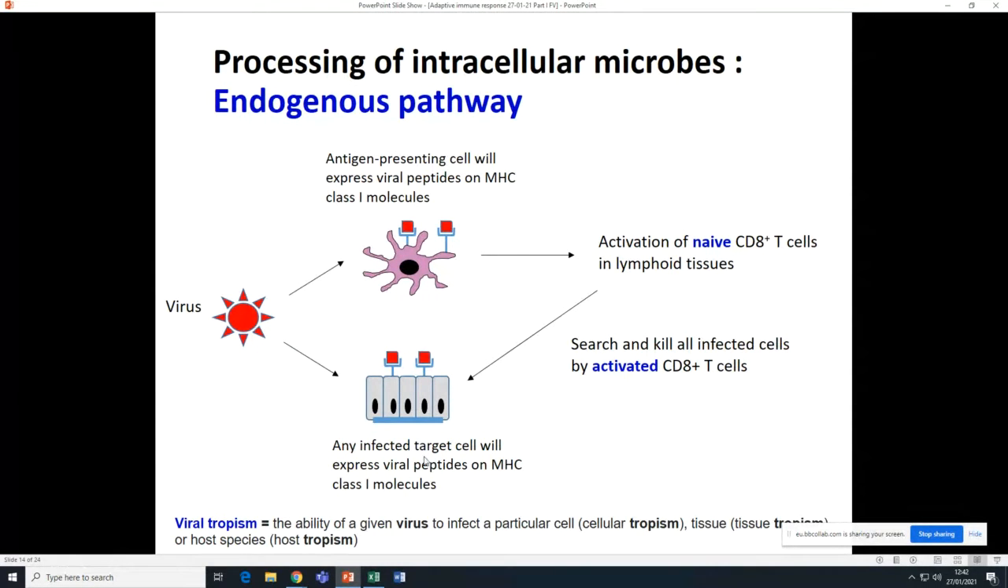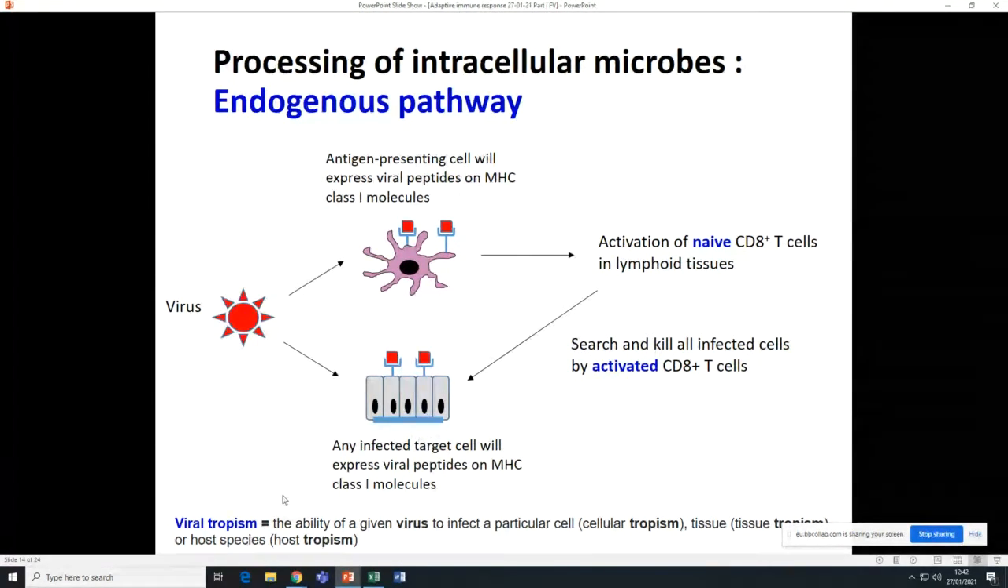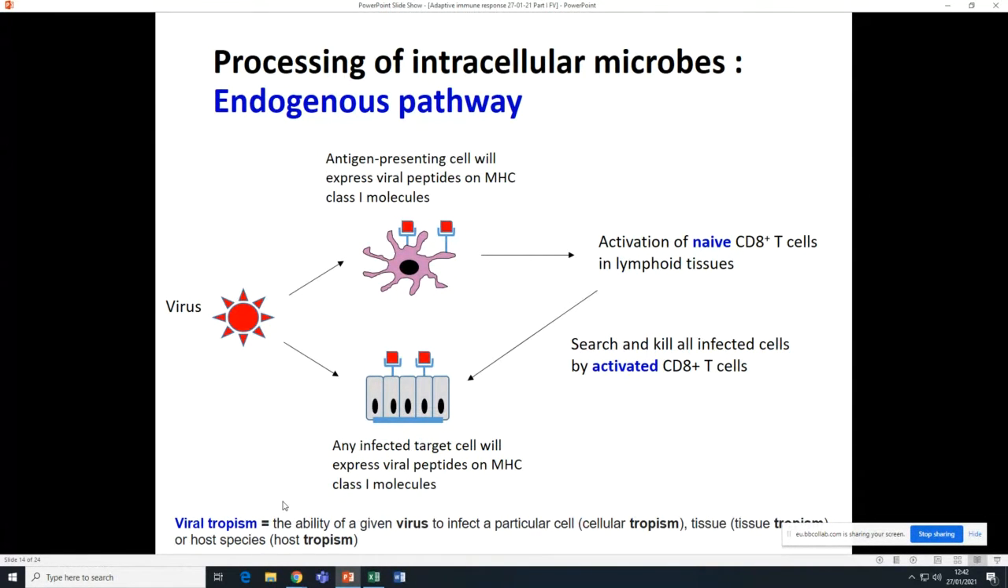It's really specific, okay? And the reason why I mentioned that viruses can be picked up by antigen-presenting cells, but also by their favorite target cells, is that every virus has a preference to infect particular cells, which we define as tropism. Hep B, Hep C infect the liver, coronavirus infects respiratory epithelial cells, and so on and so forth. So they have a tropism, meaning that they can infect only this particular cell type or tissue.